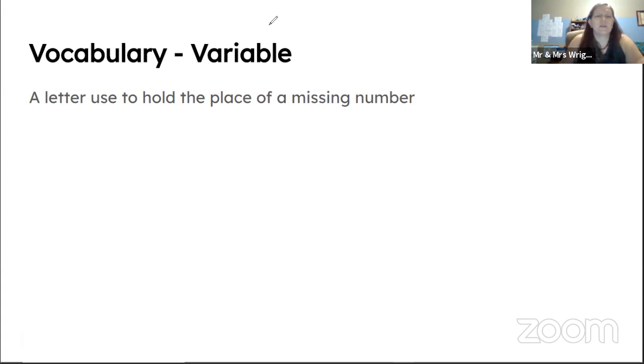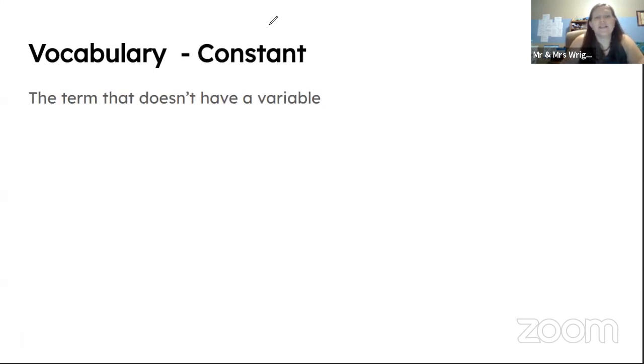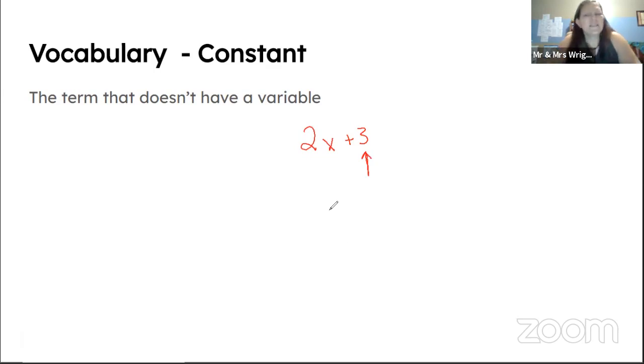All right. So the next terminology is a constant. So sticking with our theme here, 2x plus 3. The constant is the term that does not have a variable. So that means it's this number, right? Now, a variable can vary. That's why it's called a variable.